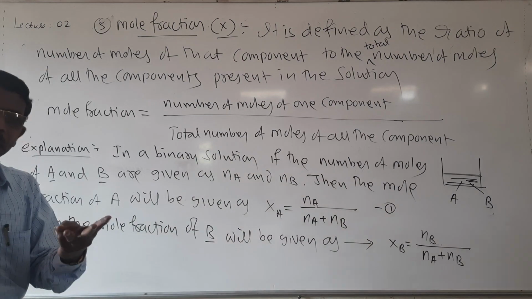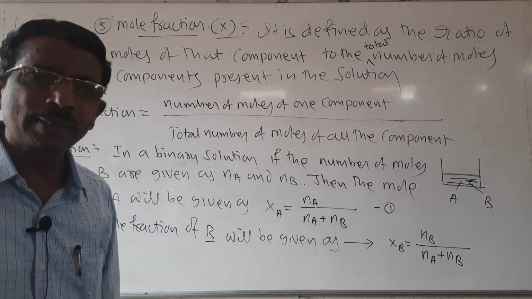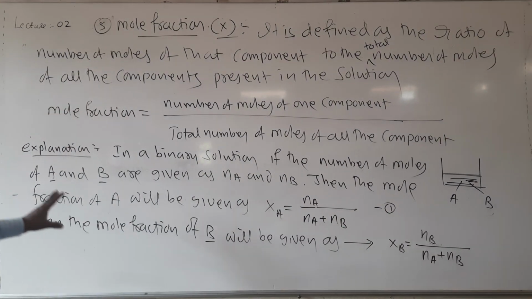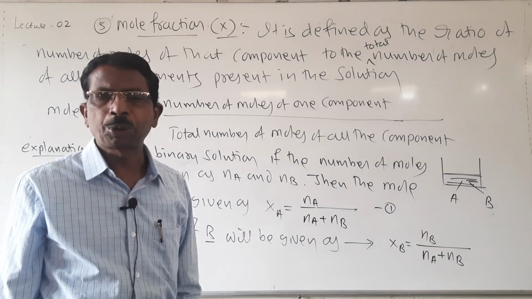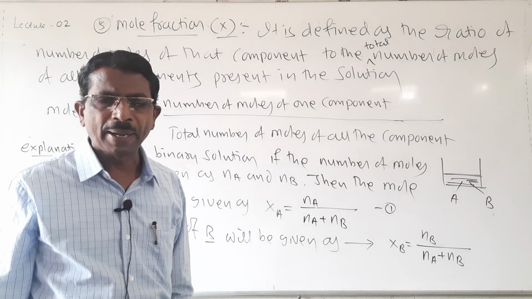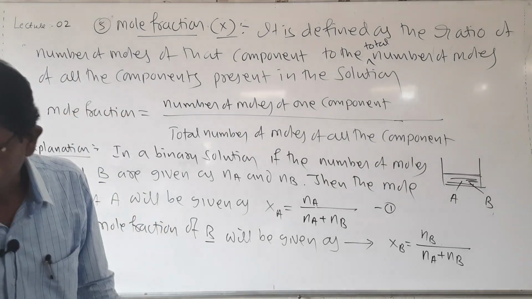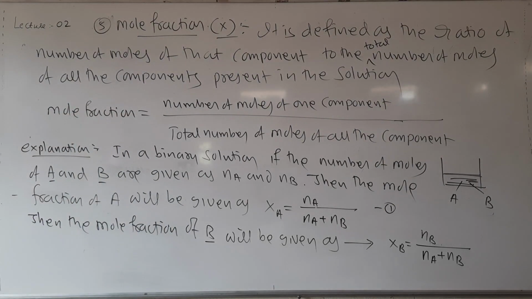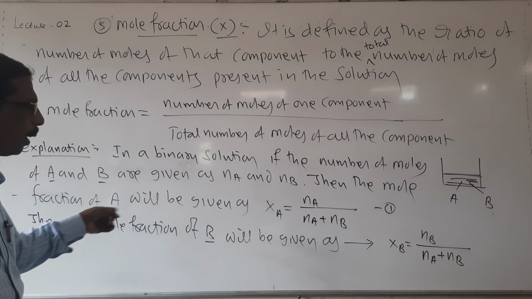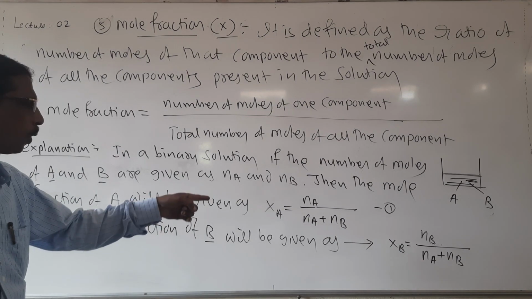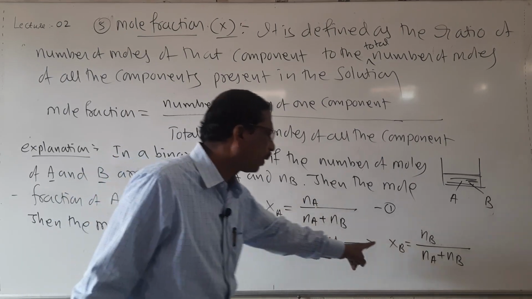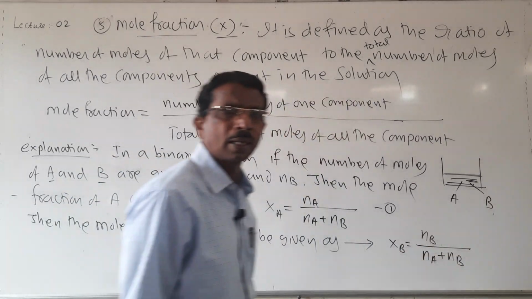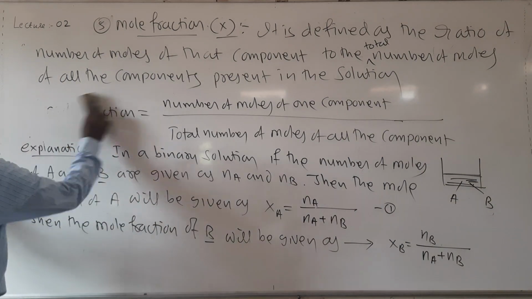If three components are there, then write again Xc. Like this. For our syllabus we have to study only binary solutions. I think it is clear to you all how to determine the mole fraction of each component: for Xa, Na upon Na plus Nb, for Xb, Nb upon Na plus Nb.